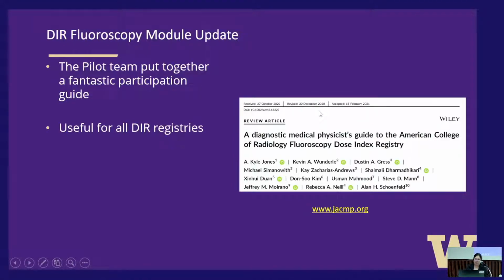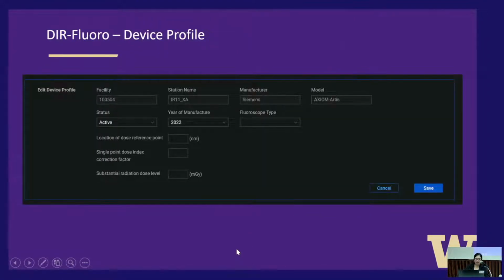This was actually published early last year. Just to give you an example, this shows what this data looks like in the dose index registry for fluoroscopy. This is the device profile. So this is your facility, the station name, Siemens manufacturer, and the model is Axiom Artis.